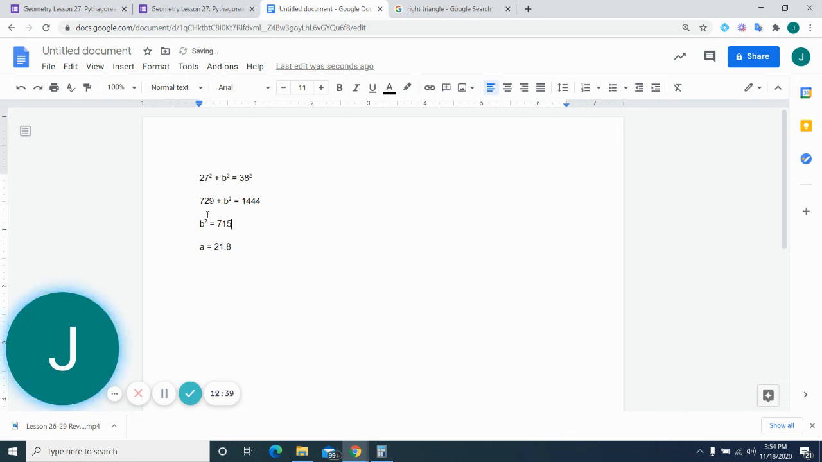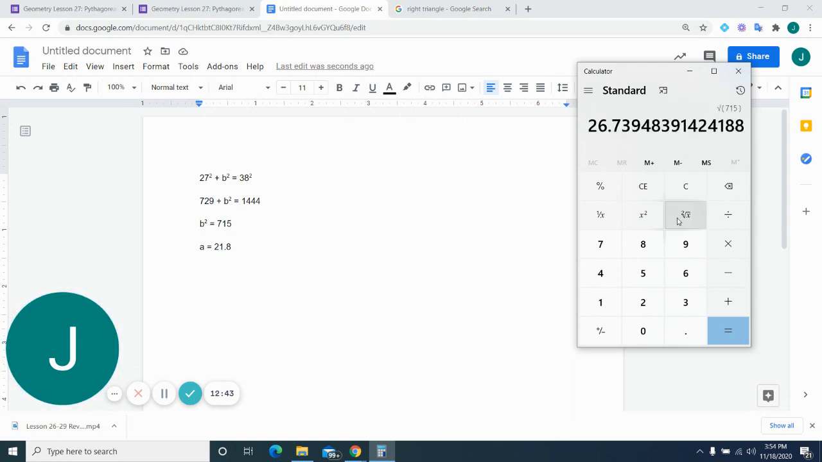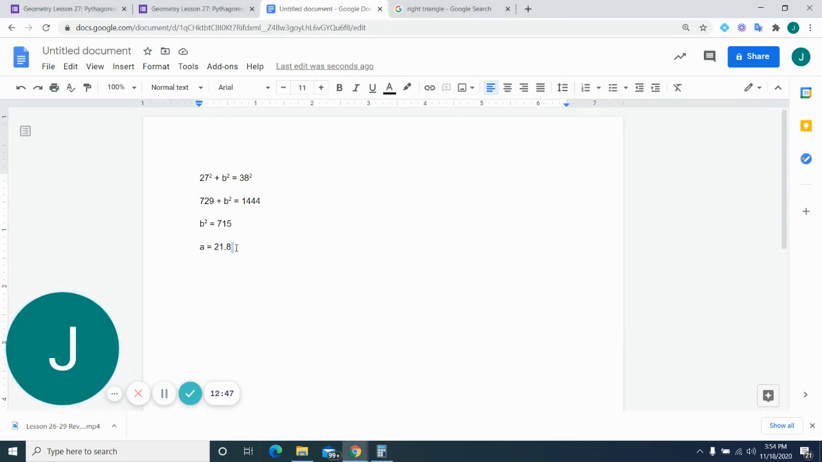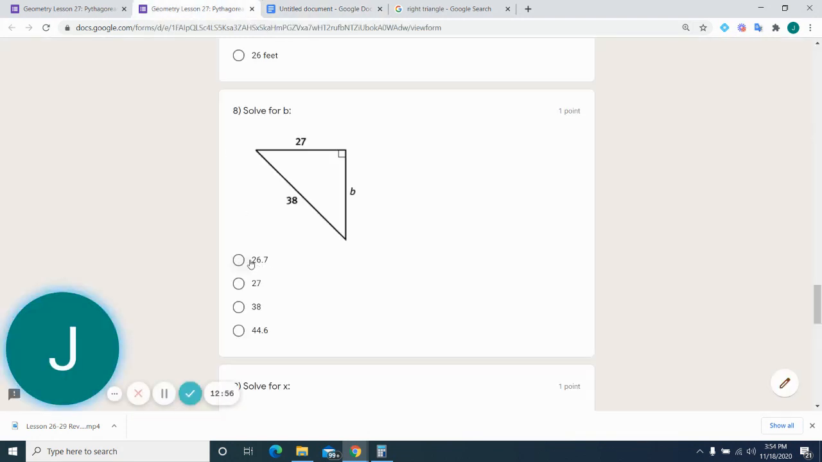And then we have to do square root of the left, square root of the right. So then the square root of 715 is 26.7. And this is all to solve for B. So 26.7, there's our answer.